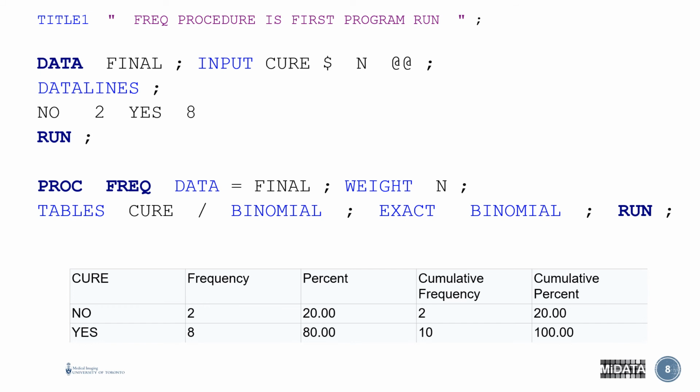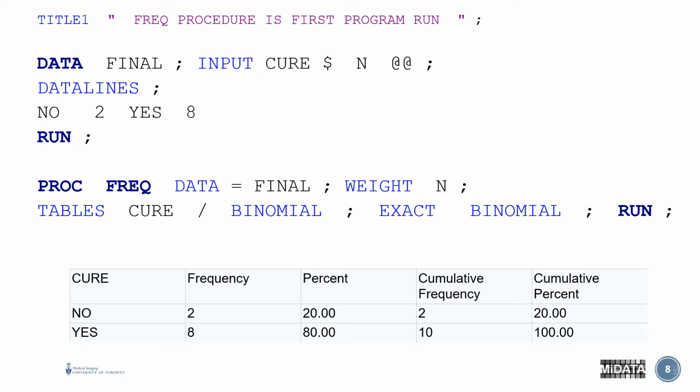Now, data final simply means I'm creating a data set that the procedures will be using. I'm calling it final. I'm inputting a variable called cure with a $ sign, which means it's going to be a character and not a number. N, which is going to represent my count. And then don't worry about the other symbols. We'll go over that after.